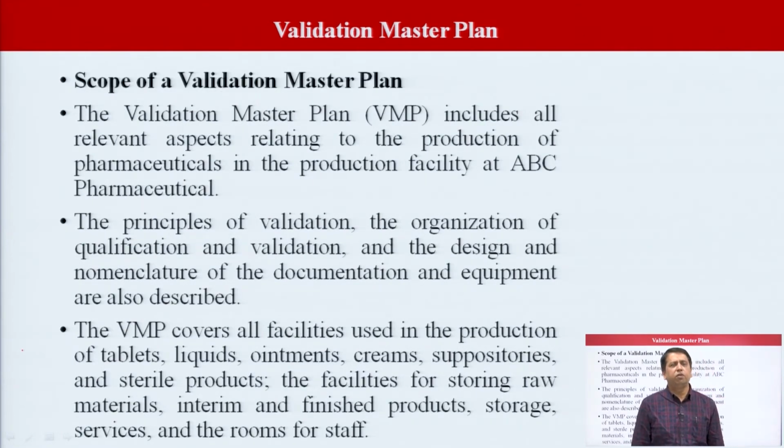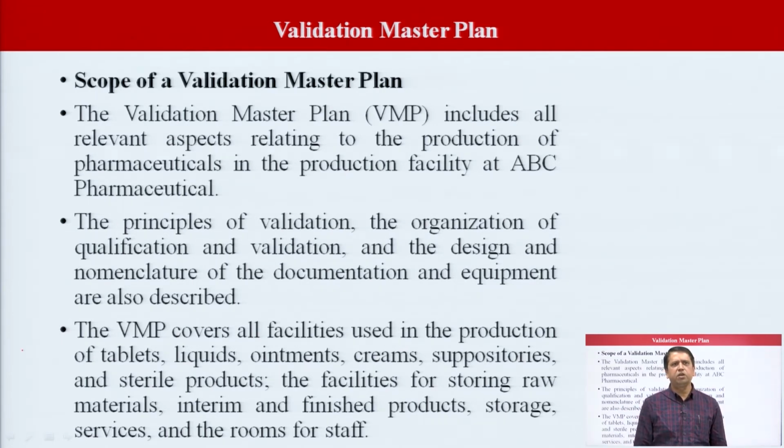Now, next thing, what is the scope of the validation master plan? The validation master plan, or the VMP, includes all the relevant aspects relating to the production of pharmaceuticals in the production facility at ABC Pharmaceutical. So, let us assume that there is a pharmaceutical company. The validation master plan includes all the relevant aspects of manufacturing in the production of any pharmaceutical in the production facility of this hypothetical pharmaceutical company.